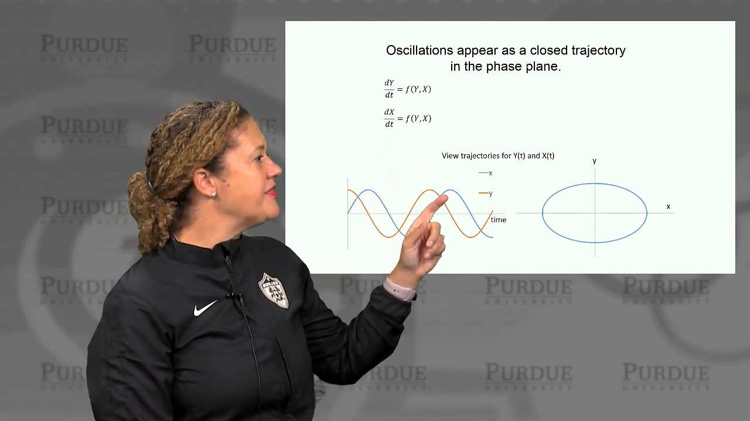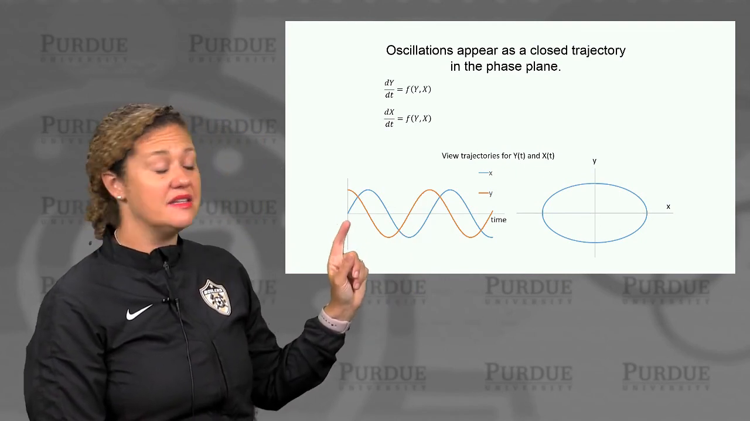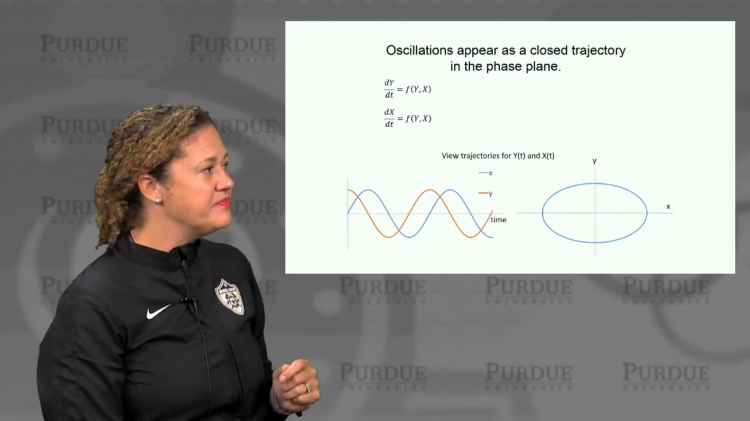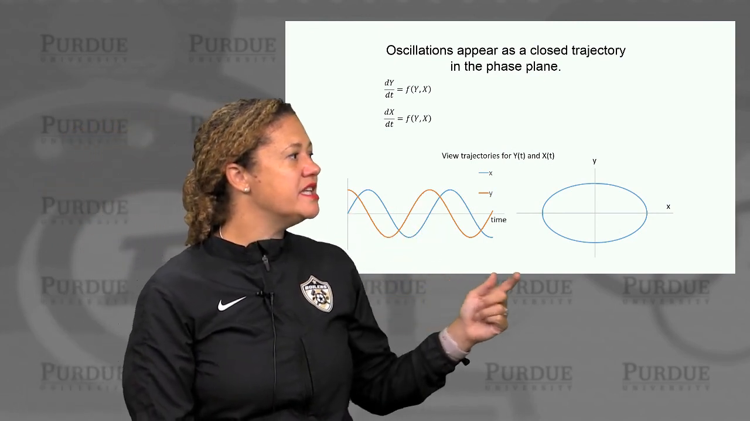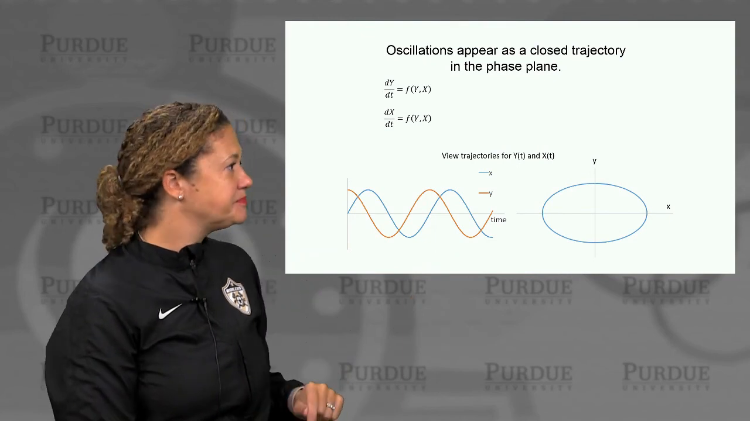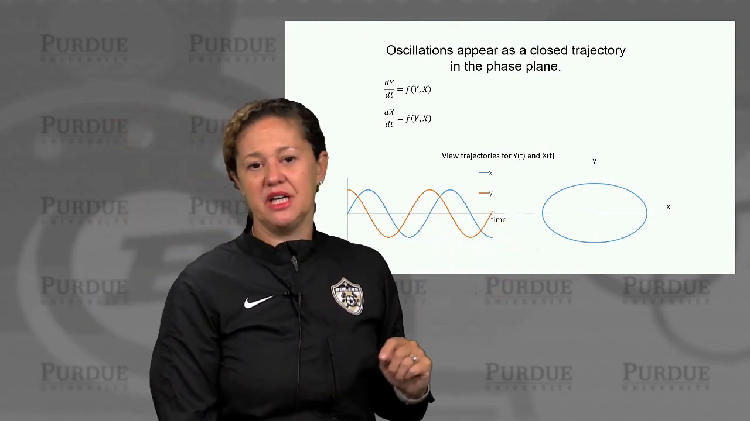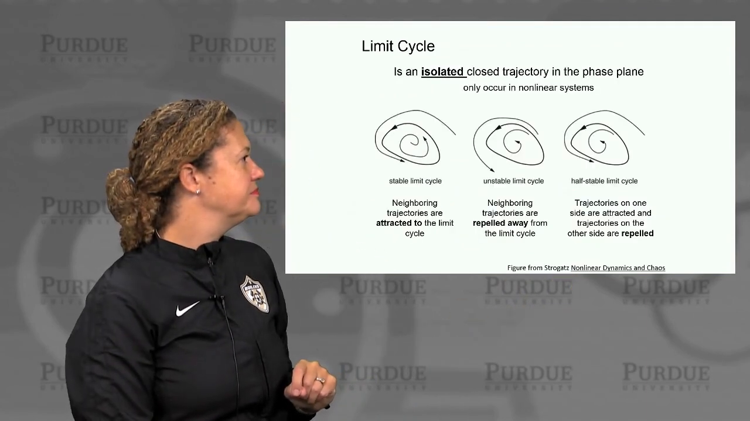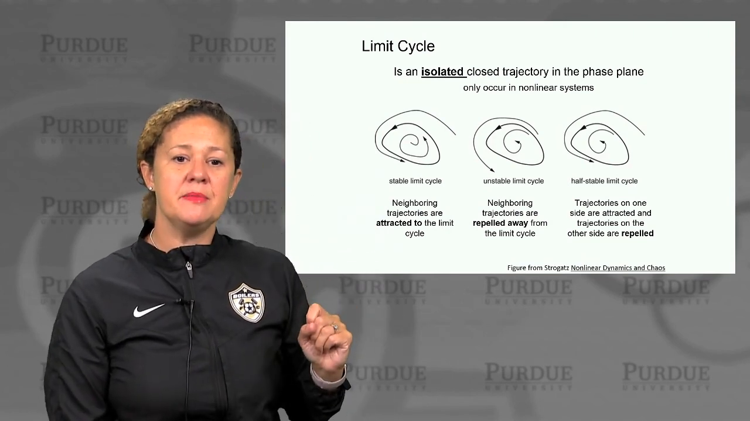And if we look at the trajectory, if these systems were to oscillate, and both x and y were oscillating in time, so this is now plotting x and y versus time, and we look in the phase plane, and we plot x versus y. An oscillation now appears as a closed trajectory in that phase plane. And this gives us a chance to introduce the concept of a limit cycle.